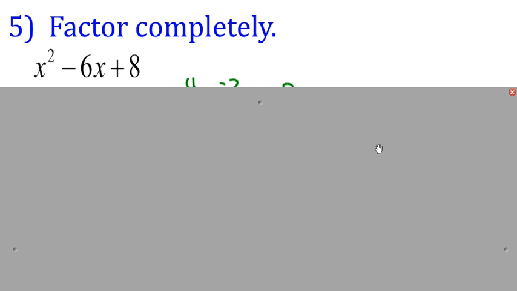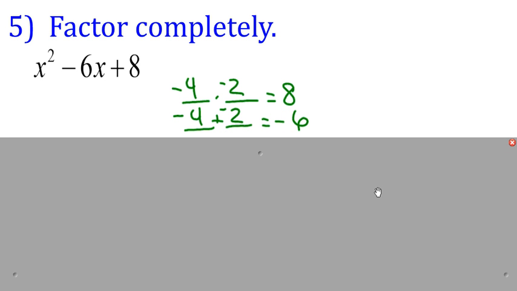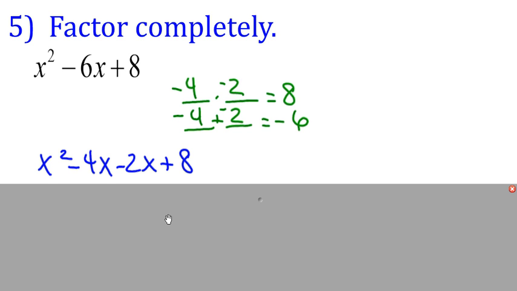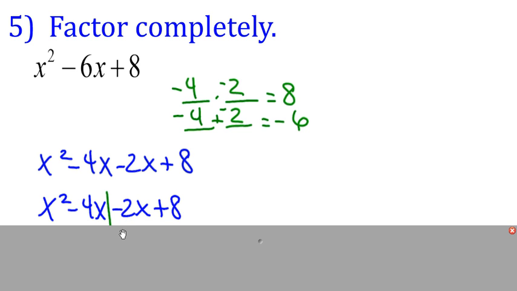So to meet both of those requirements, we would use a negative 4 and a negative 2. Rewrite the polynomial using these two to represent your linear term. So you've got x squared minus 4x minus 2x plus 8. Take your 4 terms and divide them into pairs, and divide out what they have in common.